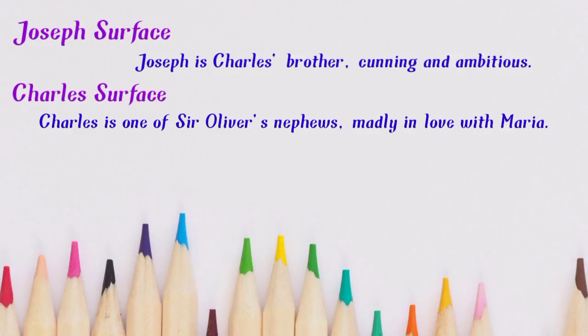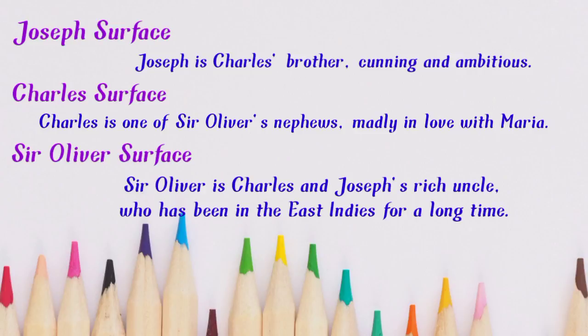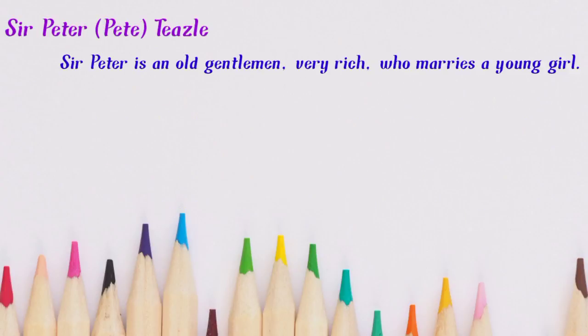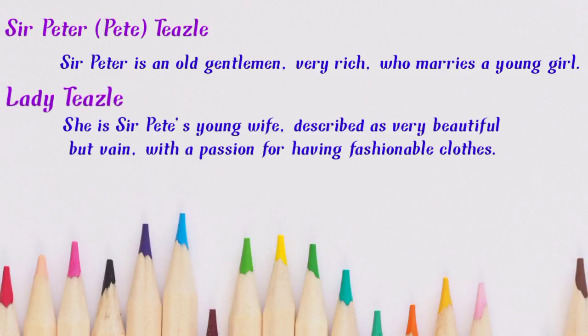Next one is Charles Surface. Charles is one of Sir Oliver's nephews, madly in love with Maria. Then Sir Oliver Surface. Sir Oliver is Charles and Joseph's rich uncle who has been in the East Indies for a long time. Next one, Sir Peter Teazle. Sir Peter is an old gentleman, very rich, who marries a young girl. Next one, Lady Teazle. She is Sir Peter Teazle's young wife, described as very beautiful but vain, with a passion for having fashionable clothes.